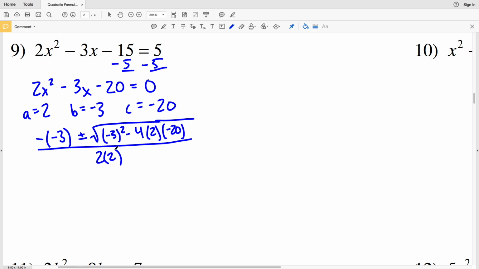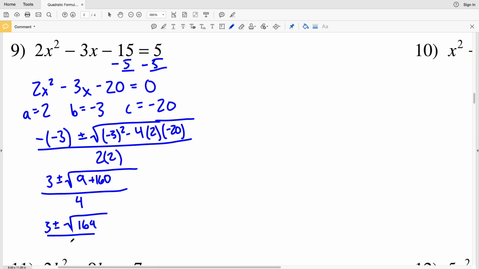So that's the opposite of negative 3, plus or minus the square root of negative 3 squared minus 4 times 2 times negative 20, all over 2 times 2. The opposite of negative 3 is 3. Negative 3 squared is 9, and we're subtracting 4 times 2 times negative 20, which is subtracting a negative 160, or the same as adding a positive 160, and that's all divided by positive 4. So we'll have 3 plus or minus the square root of 169 divided by 4, which 169 is a perfect square. 13 squared, or negative 13 squared, is equal to 169. So we'll have 3 plus or minus 13 all over 4.